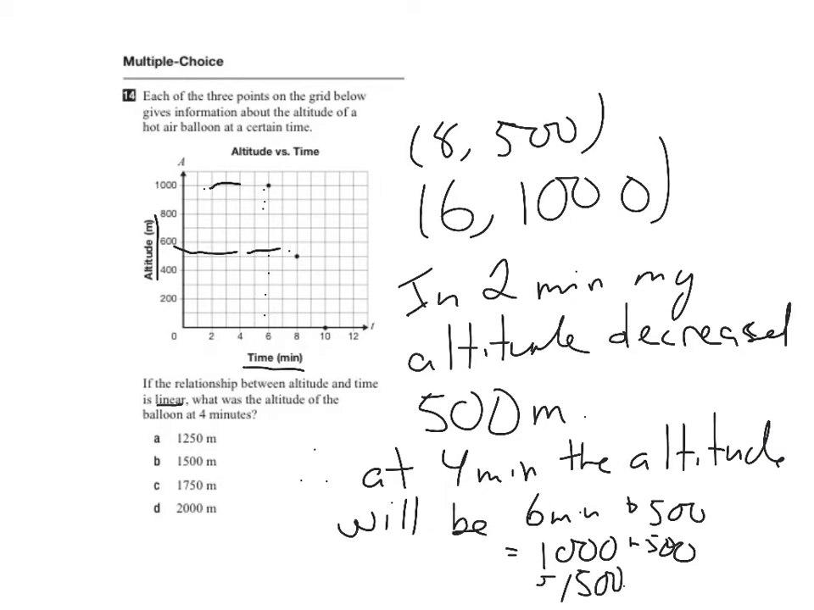Okay, so that means at 4 minutes, the altitude will be what the altitude was at 6 minutes plus 500 meters. And I can also do this just by looking at the graph. I can look at the rate of change from 6 to 8, and I could see that 1, 2, 3, 4, 5 blocks decrease in 2 minutes, which means if I went another 2 minutes, I would have to go up 5 blocks.